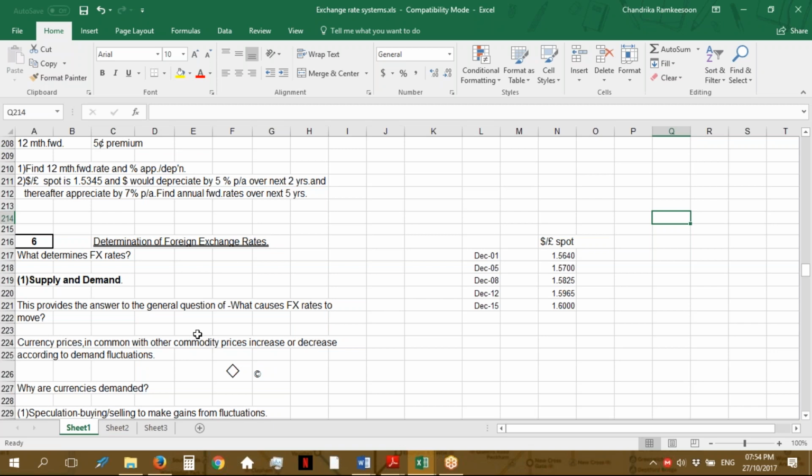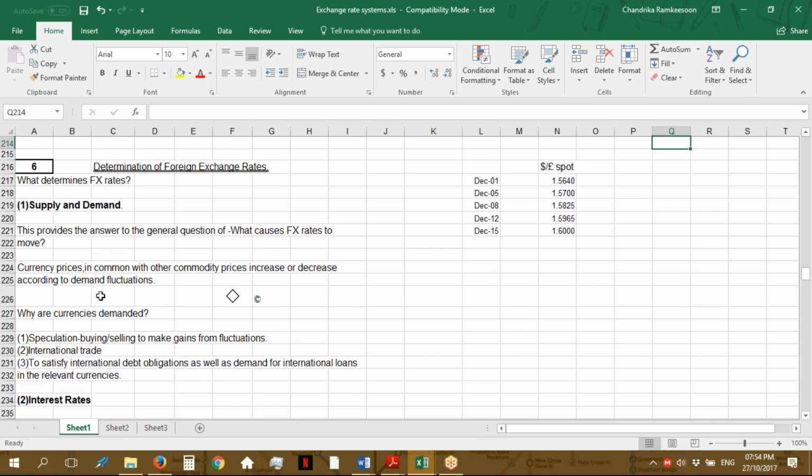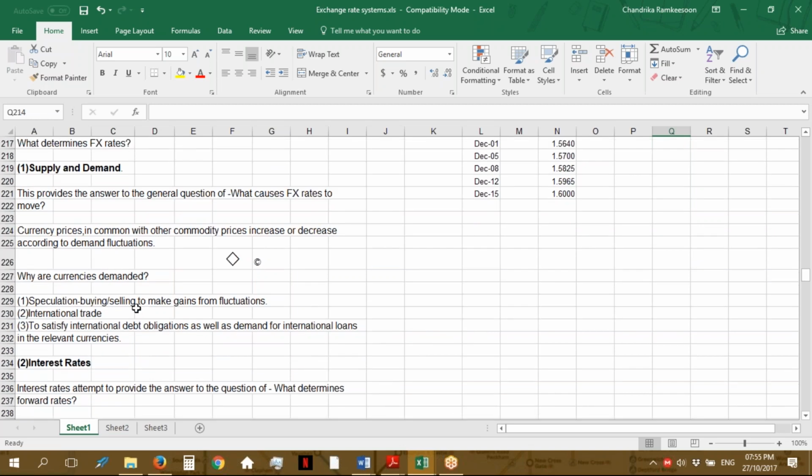Now, this is what I've told you here. Supply and demand is what determines daily foreign exchange rates. Speculation, international trade, which is the transaction motive, and debt obligations. Simple.